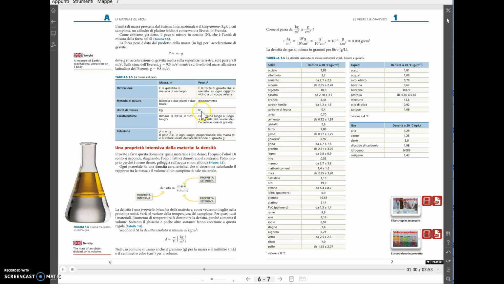The absolute density of a substance is the ratio of its mass to its volume.